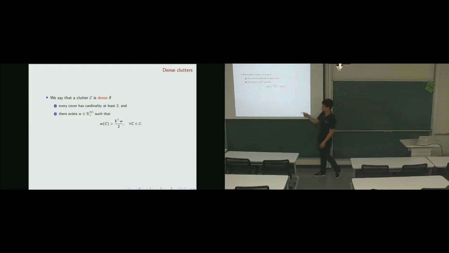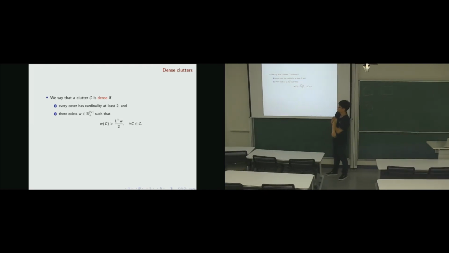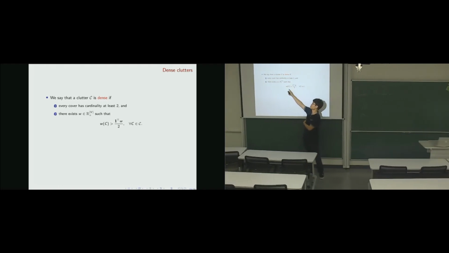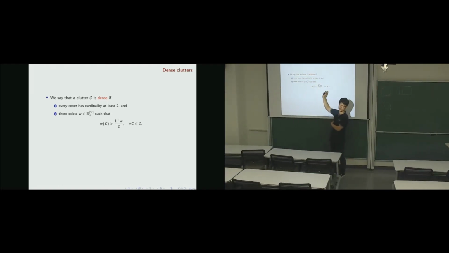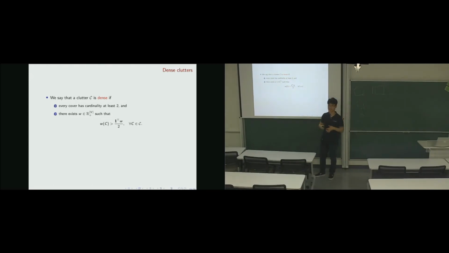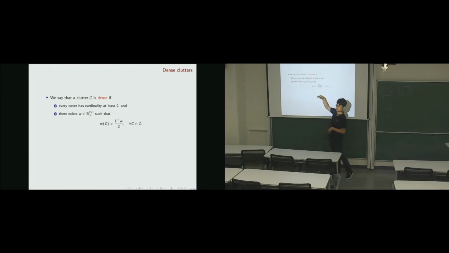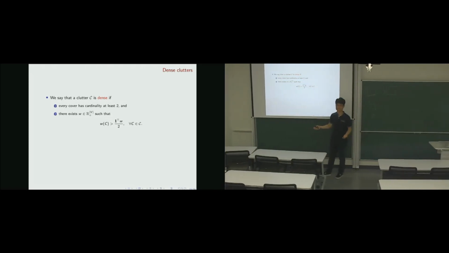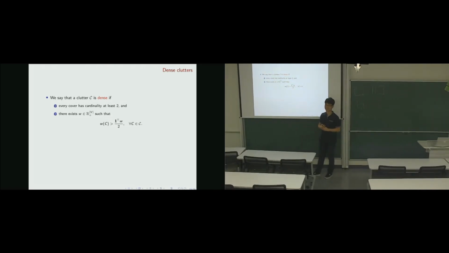And the second condition is more interesting. So a clutter is dense if there exists a weight vector W, so that 1 transpose W is the total weight, and every member has weight strictly larger than half the total weight. This is some sort of like density. So if you assume that W is all ones, then it's just that the cardinality of every member is strictly larger than n/2. That's kind of like the blocker of extended autos.